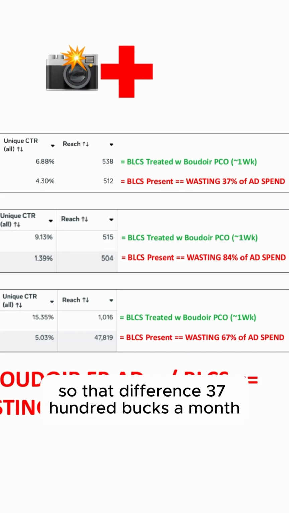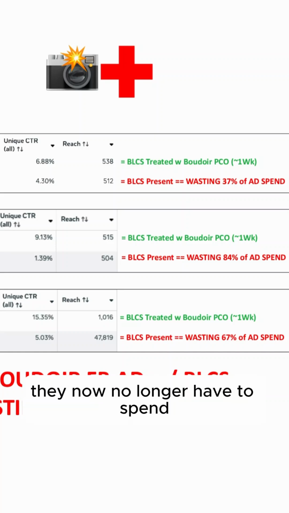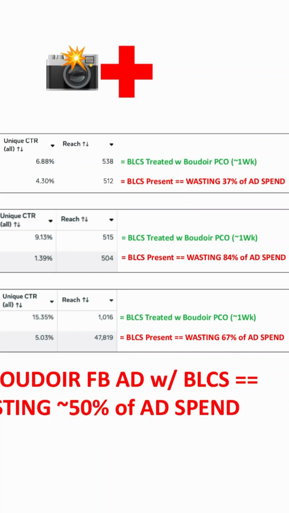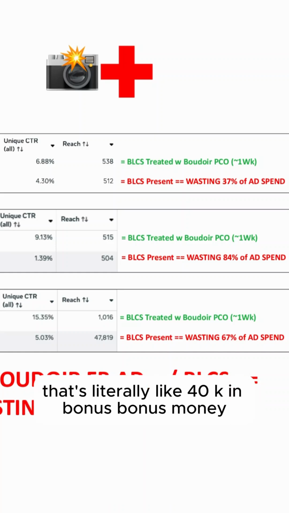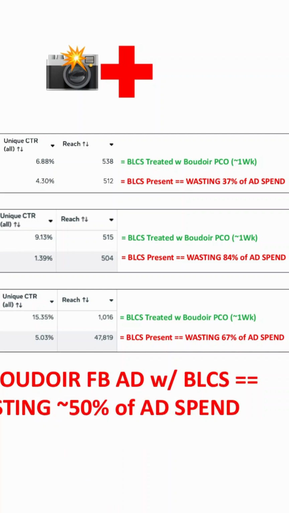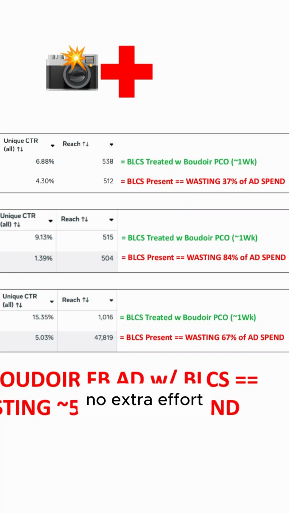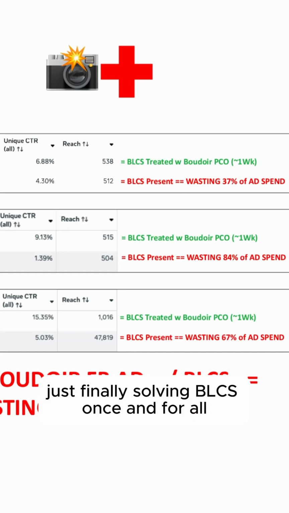So that difference, 3,700 bucks a month, they now no longer have to spend. They can pocket it. They keep it in their pocket every single month, and for the next 12 months, that's literally like 40K in bonus money. It's kind of like phantom bonus, Boudoir Pico bonus, whatever. No extra effort, no servicing extra clients, just finally solving BLCS once and for all.